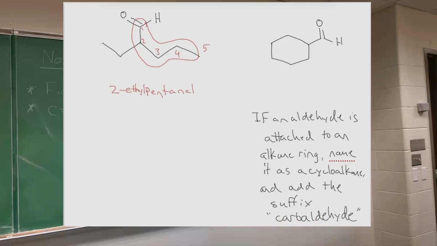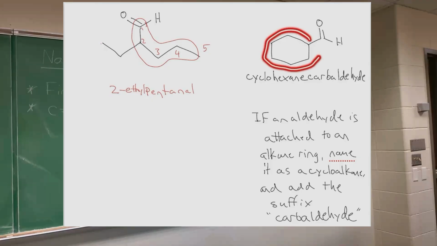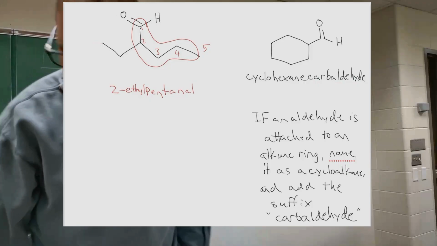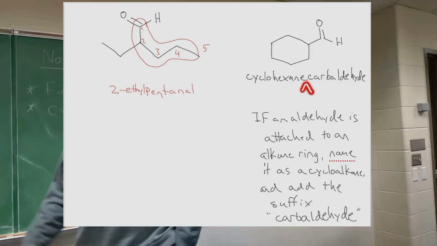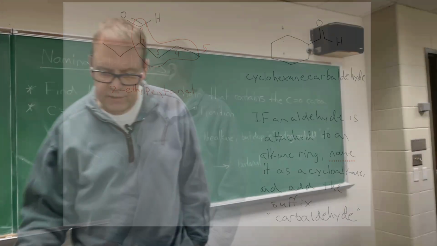For example, suppose you had a 6-membered ring like this, and then off of it was an aldehyde group. So the way to make this simple as far as naming goes, the rules say just name it as a cycloalkane, so that would be cyclohexane. So the name of this thing would be cyclohexane, and then go right into carbaldehyde. And no space between the cyclohexane and carbaldehyde, just run it together as one big string of text.